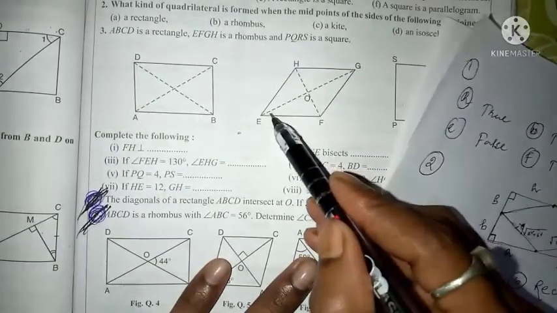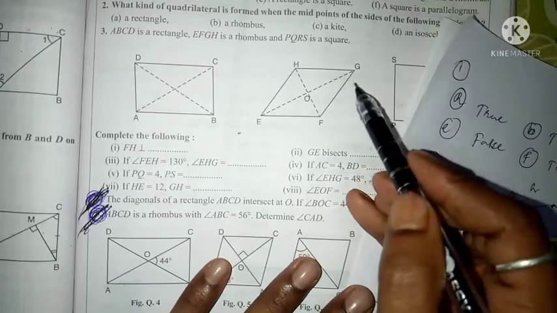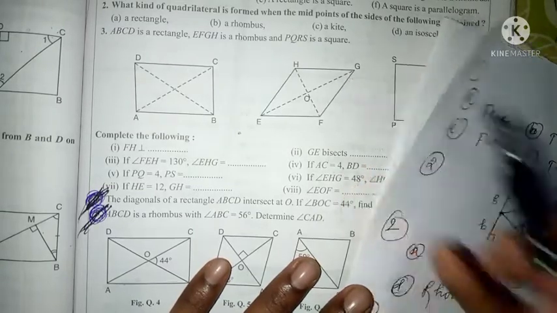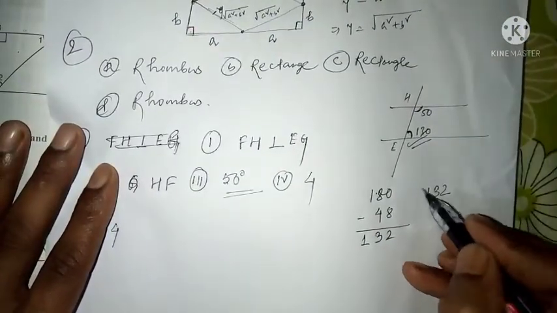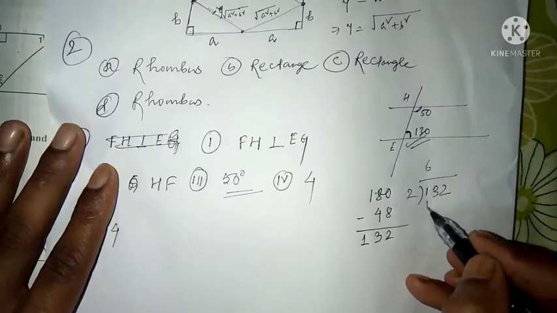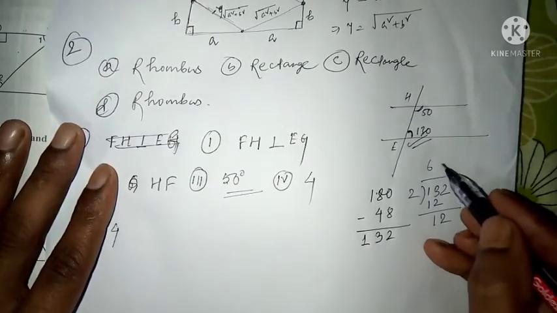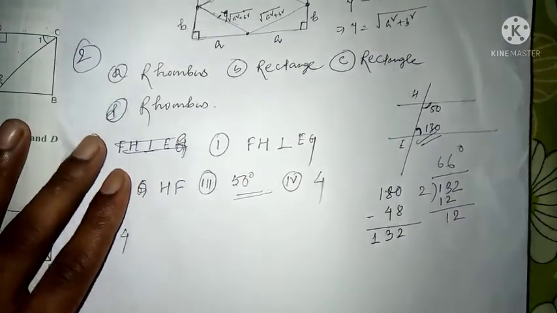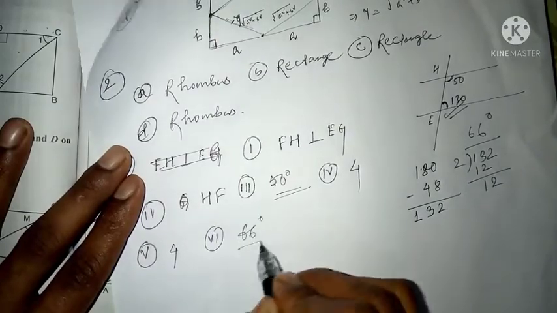Again we know the diagonal of a rhombus bisects the interior angles. That means it equally divides. Bisect means equally divide. Now divide 132 by 2, you will get 66. Then our answer will be 66 degree. So the answer to the 6th number is 66 degree.